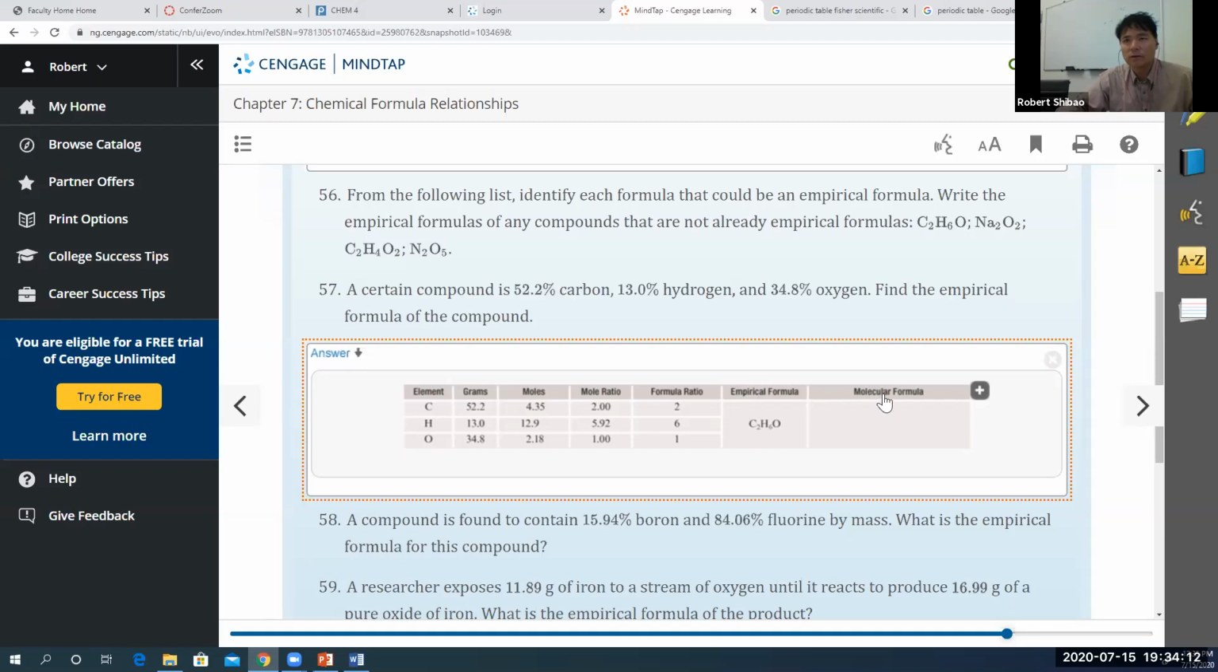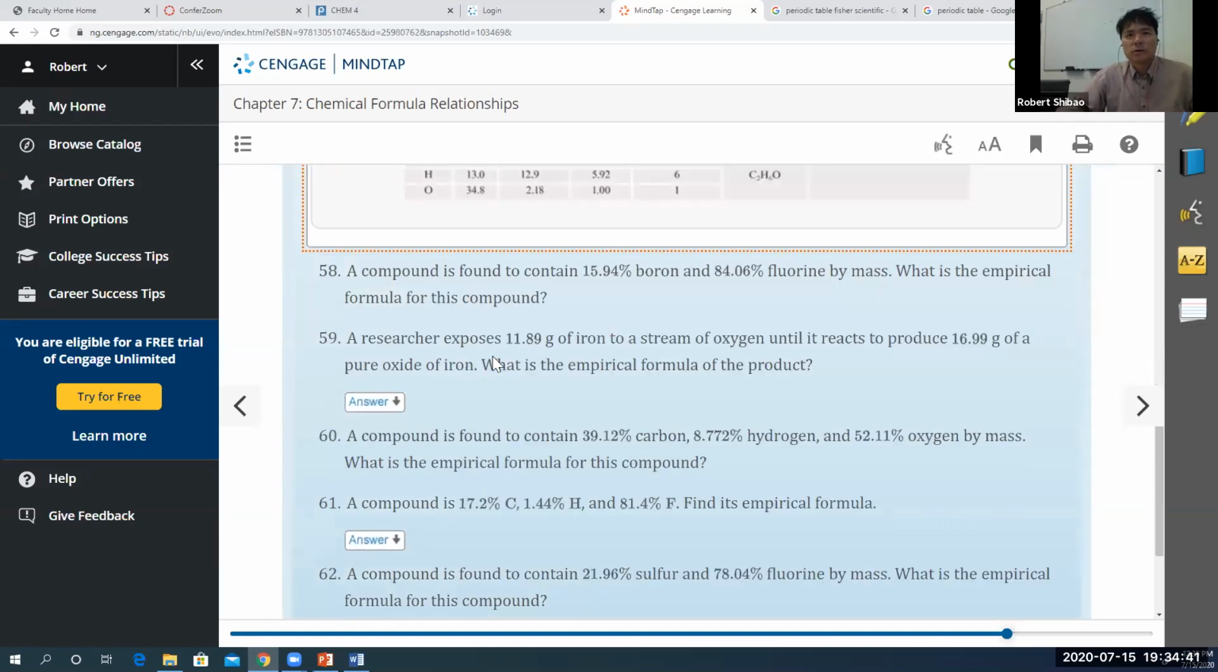For the molecular formula, we need to know how much the molecule weighs. We can figure out the weight of the empirical unit here. Two carbons is 24, plus 6 for the hydrogen is 30, plus 16 for the oxygen is 46. So this weighs about 46 u. And so if the molecule weighs about 46 u, then this is it. If the molecule weighs 100 u, then it's double this. If the molecule weighs 150 u, it's triple this.